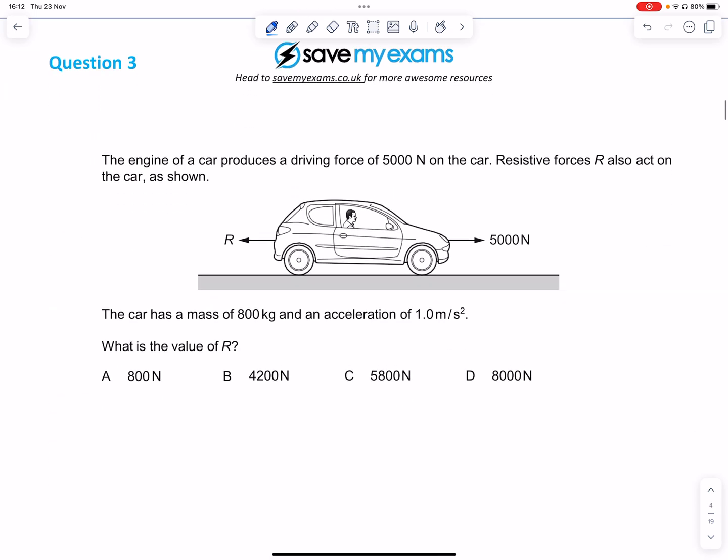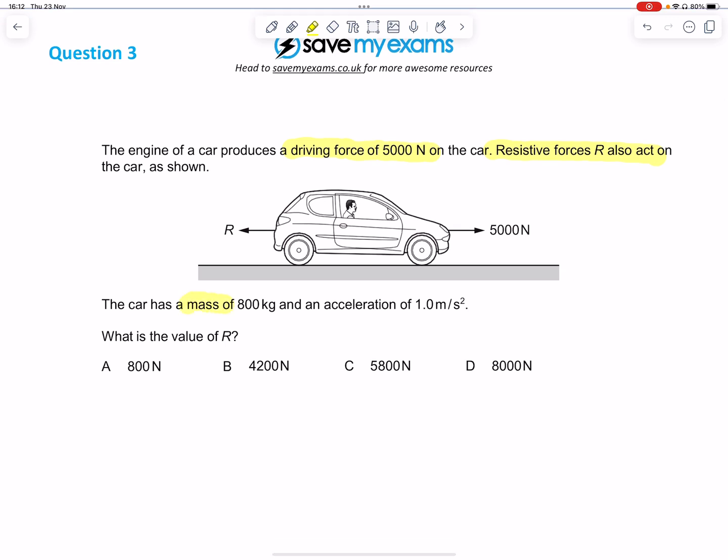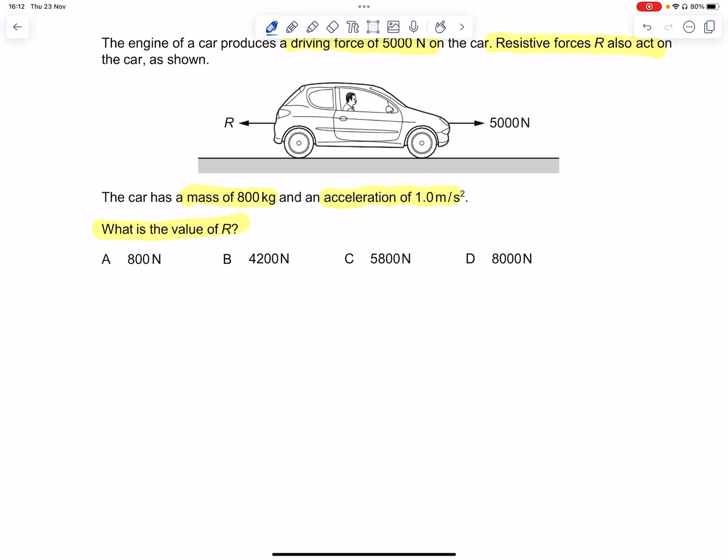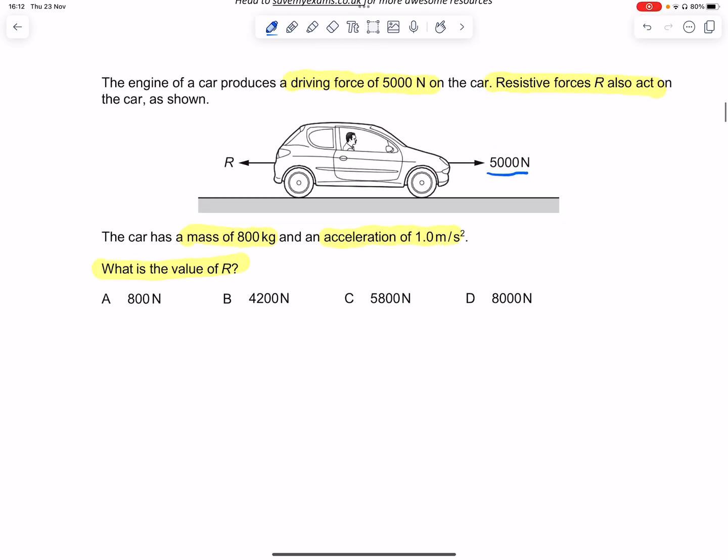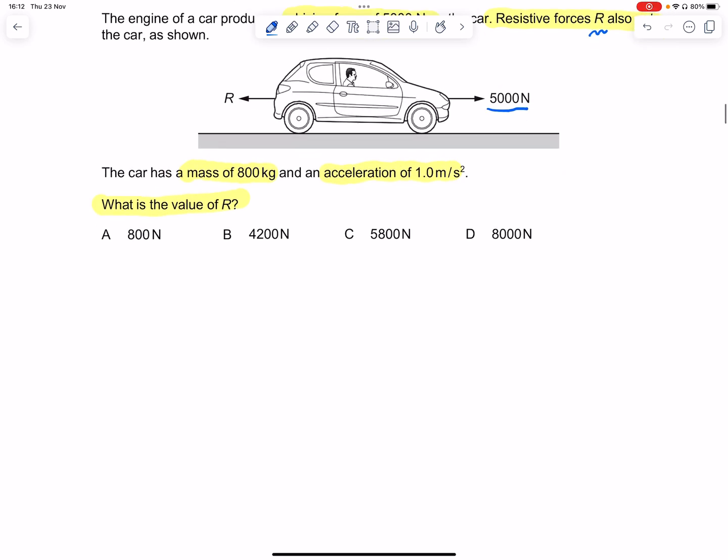The engine of a car produces a driving force of 5,000 newtons on the car. Resisting forces R can also act on the car. The car has a mass of 800 grams and an acceleration of 1.0 meters per second squared. What is the value of R? So we know that the engine produces a driving force of 5,000 newtons forwards, but resistive forces can also act on the car.